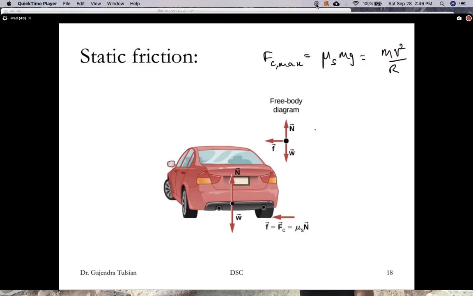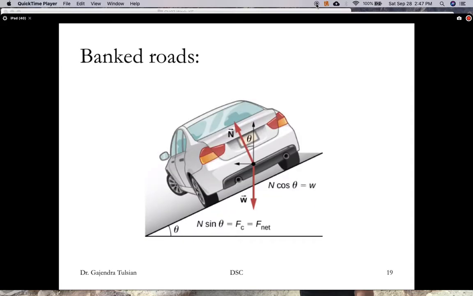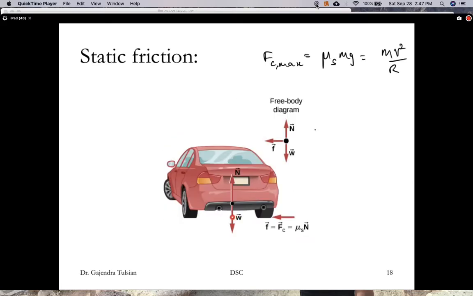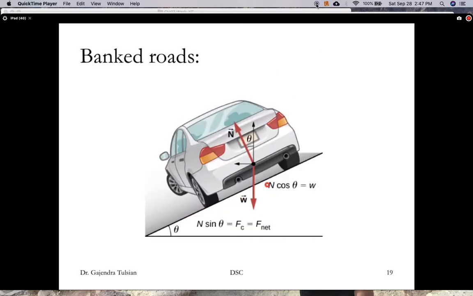By the way, on a flat road, the centripetal force is provided by static friction, since the car is not moving in that direction, and so you're leaving rubber behind on the road. So your tires would wear faster. To prevent that, we bank roads.